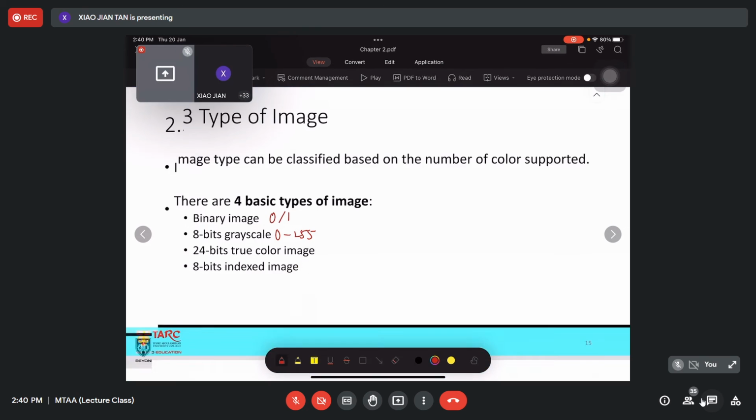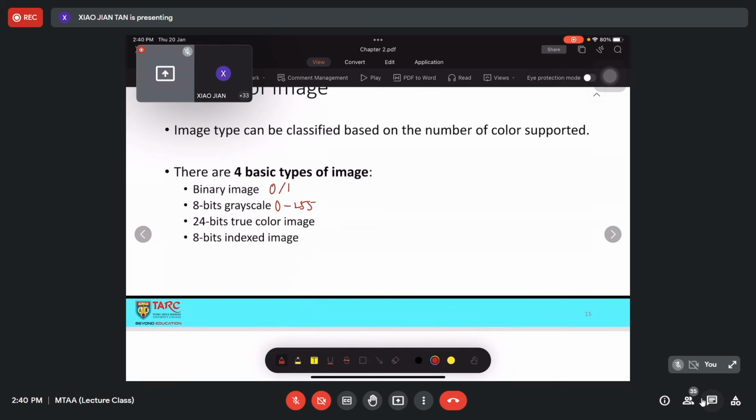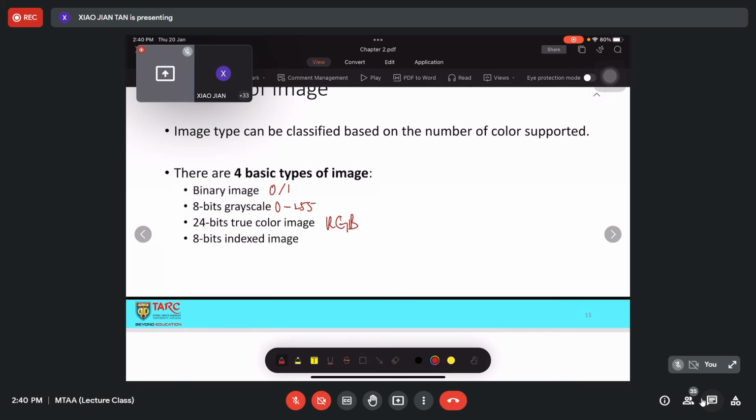And 24-bit true color image. Why is it 24-bit? Color images are usually RGB. Of course, not always RGB, but the most common one would be RGB. Of course, there are others such as LAB, HUE, YCbCr, many other different formats of true color image. But usually the common one we would say is RGB, which is red, green, and blue.